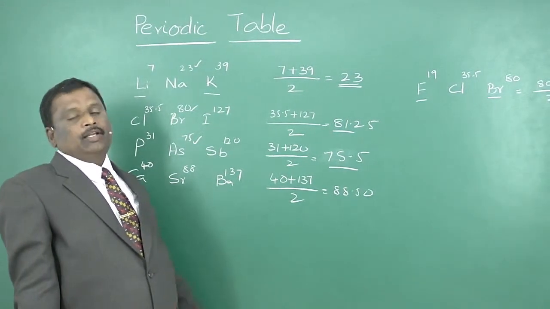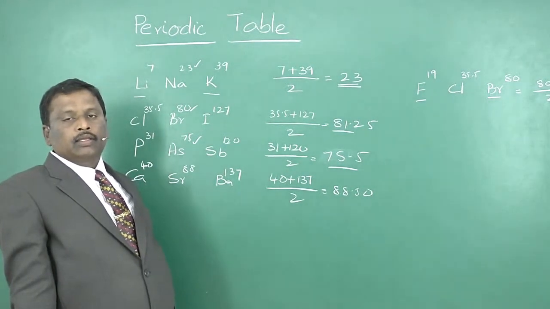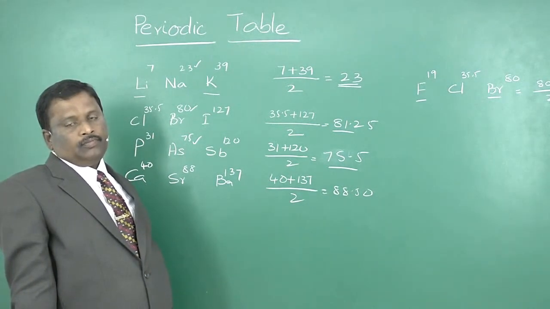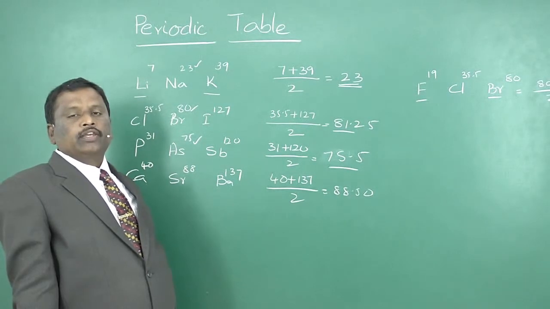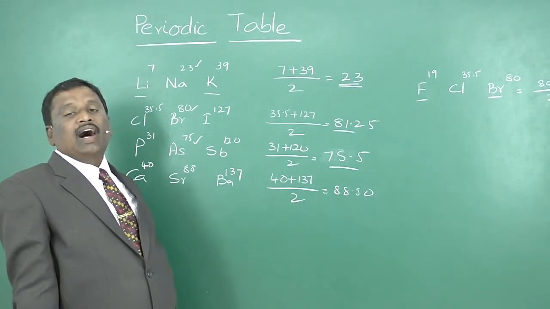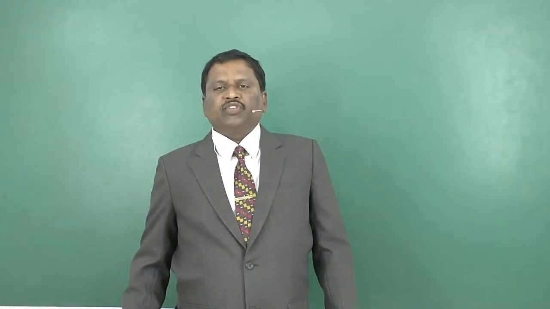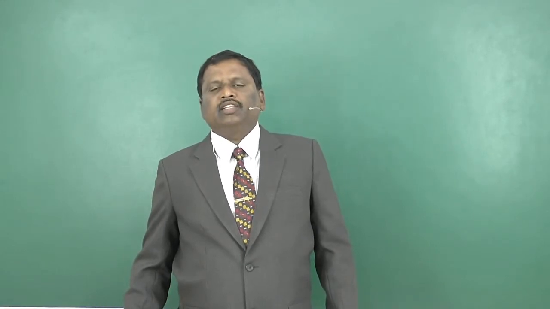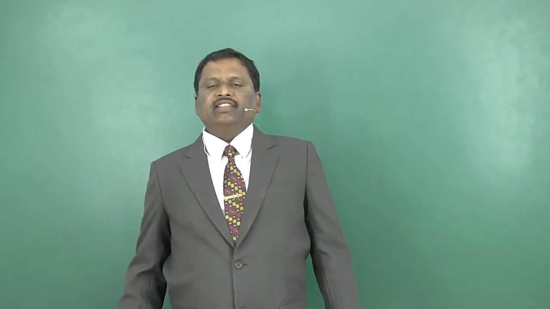Then another attempt was made by Newlands, which we call Newlands' Law of Octaves. After the failure of Dobereiner's Law of Triads, Newlands in 1863 made an attempt to classify the elements. It was known as Newlands' Law of Octaves.